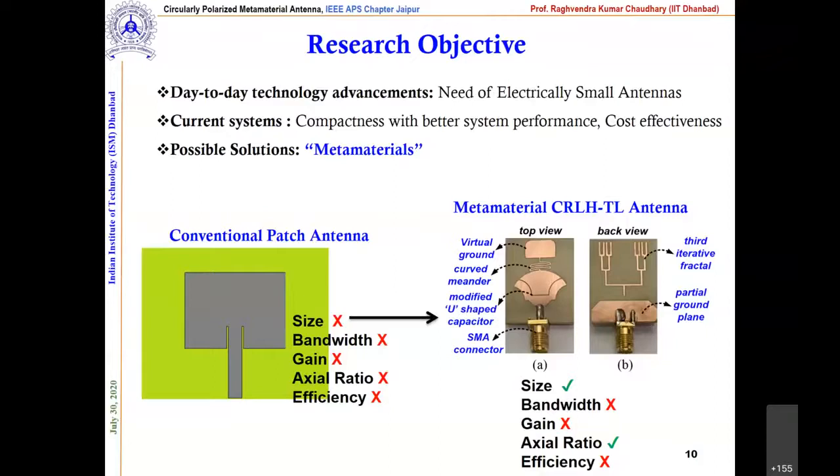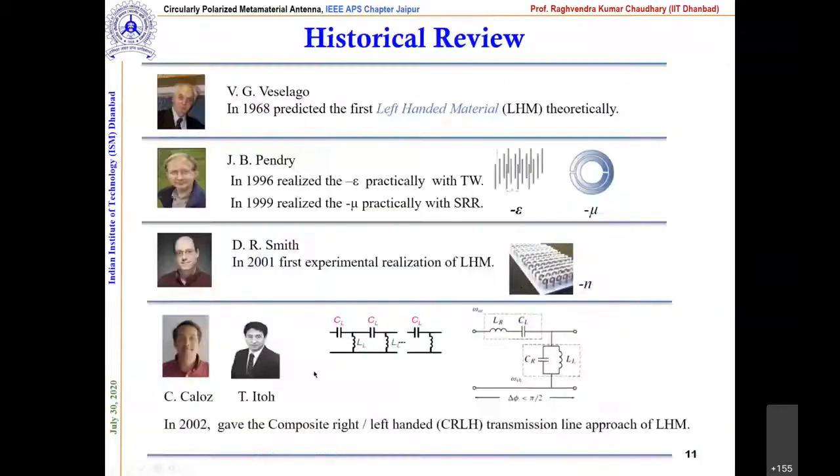I hope you went through all the historical review, because this workshop is mainly focused on metamaterials. So let me quickly go through the historical review. This started in 1968, theoretically, and then J.B. Pendry realized these things from wires and SRR. Then D.R. Smith experimentally validated it, and these two guys did it for the RF engineer. They tried to propose the things from the transmission line concept, CRLH and E2.